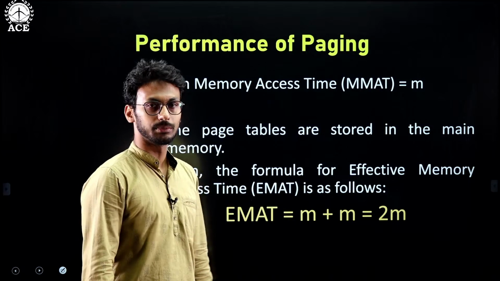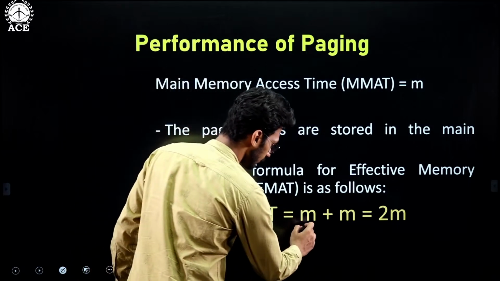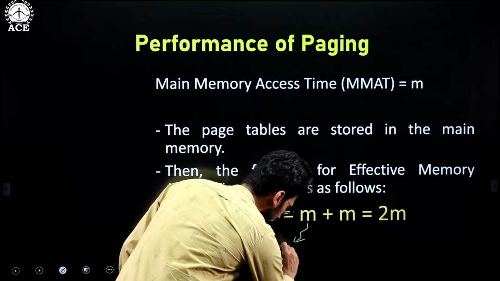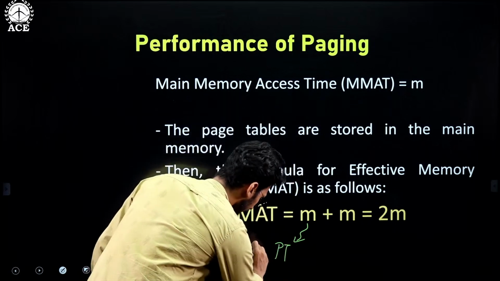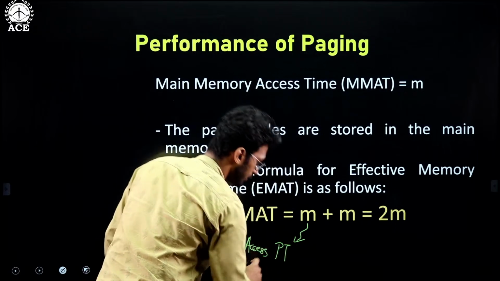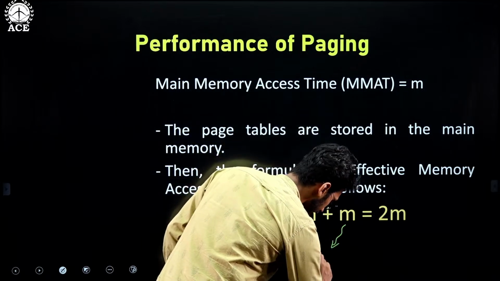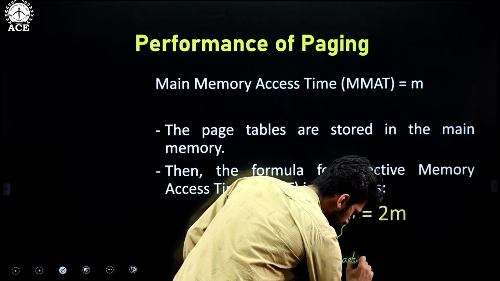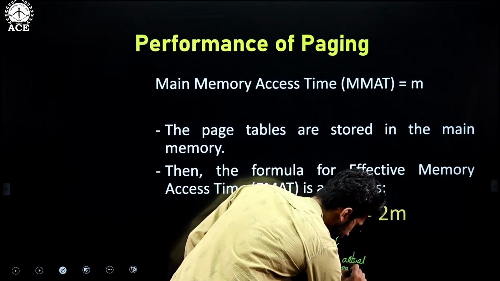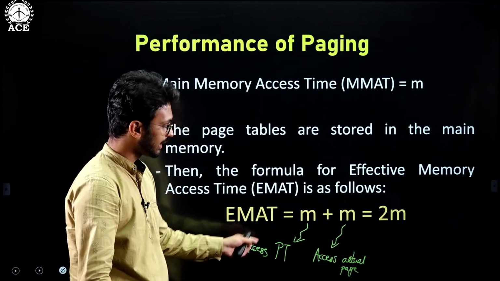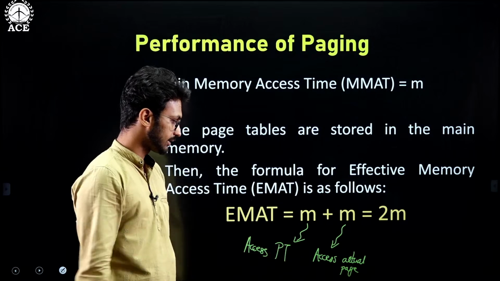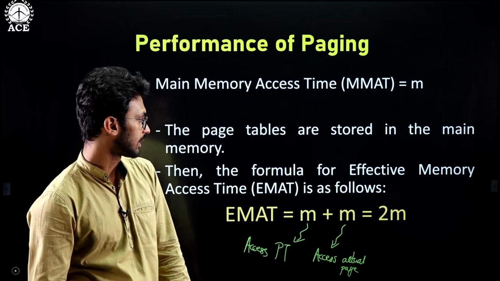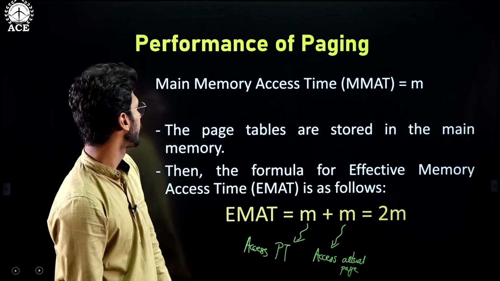Done. Next. Then the formula for effective memory access time is as follows. M plus M, that is 2M. What is this first M? You tell me. This one is for accessing the page table. This M is for accessing the actual page. In order to access that page table, M, and once you access, you got everything. In order to access that actual page, just M. Done. This is without TLB.